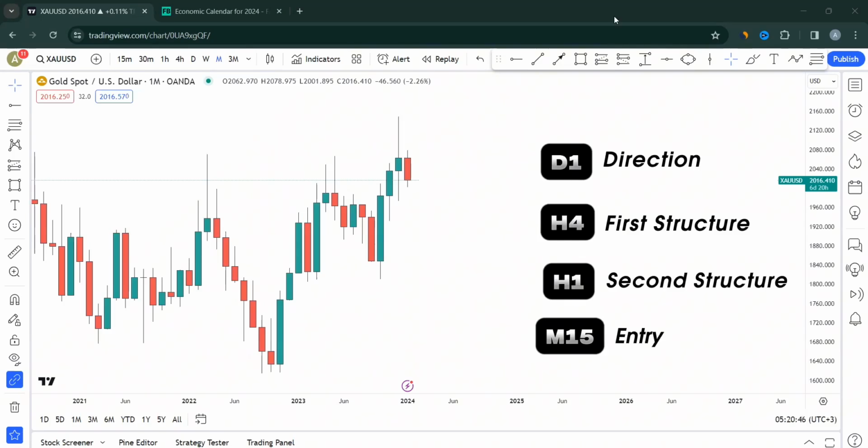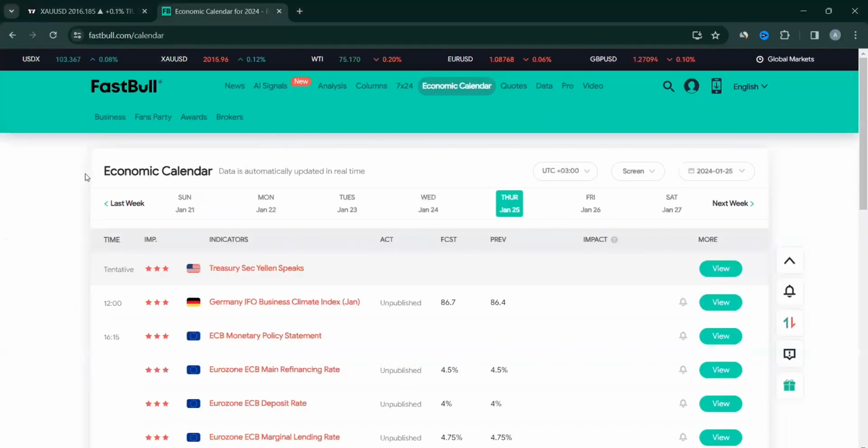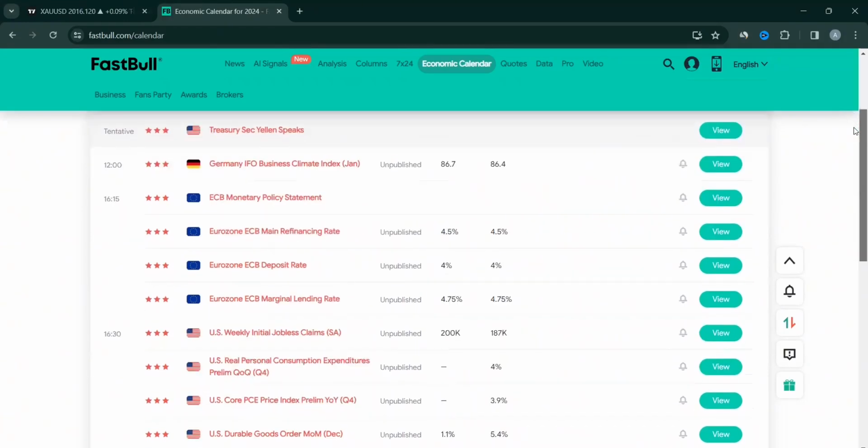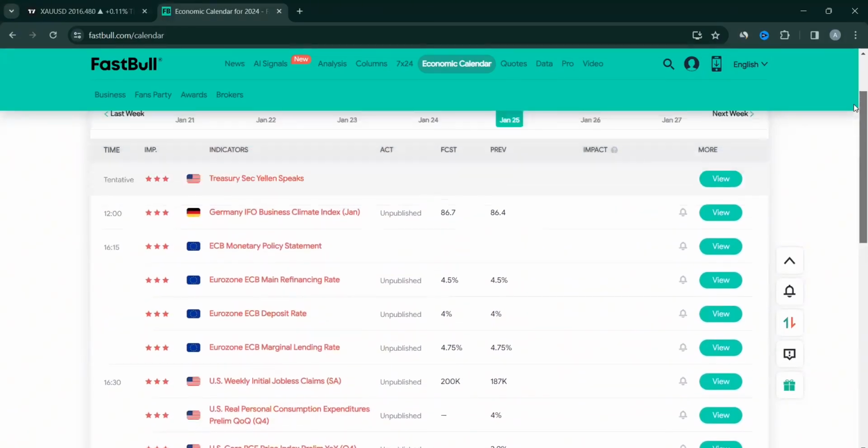Before we go any further, as you're trading, make sure you are aware of the fundamentals that are happening. For example, I'm recording this video on a Thursday. Today, there's an interest rate decision, but most traders are not aware of that. So what you have to do is go to Fast Bull and check the calendar. They give you a detailed calendar that explains a lot of events happening, so you need to be aware of that.